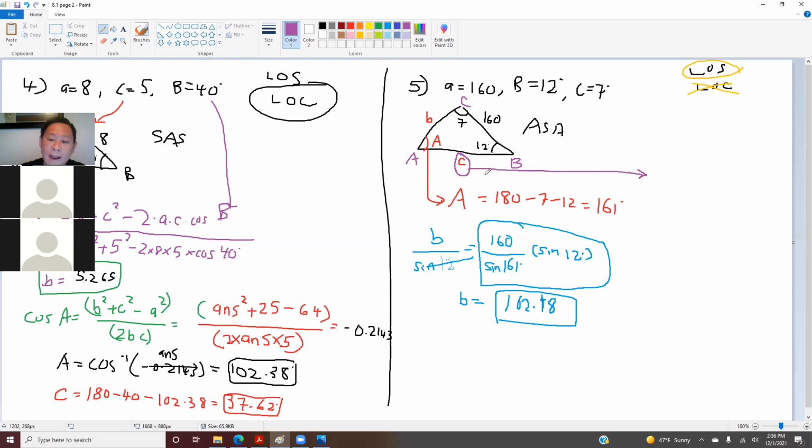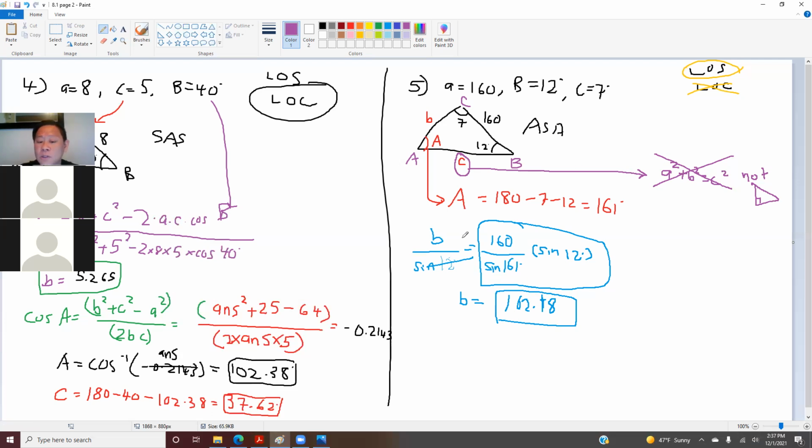Can someone tell me how you find side C here? Can you use the Pythagorean theorem, A squared plus B squared equals C squared? Can we use that? No. And why can we not do this, Kelvin? This is not a right triangle. Okay, so do not do that. I get students who use Pythagorean. So please know that in chapter 8, you cannot use Pythagorean because it's no longer a right triangle.